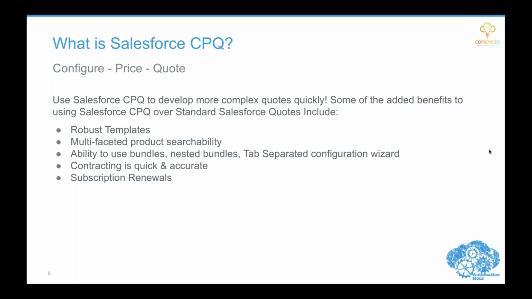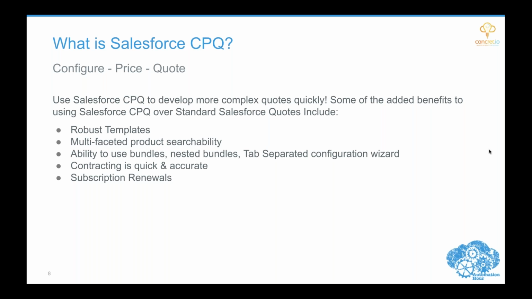You also have a wide variety of ways to search through your different products. So you can search based on filters, you can group them together based on product family or other custom fields. There's quite a bit of product searchability. So if you have a large product catalog, you'll be able to go through that in a more systematic way.